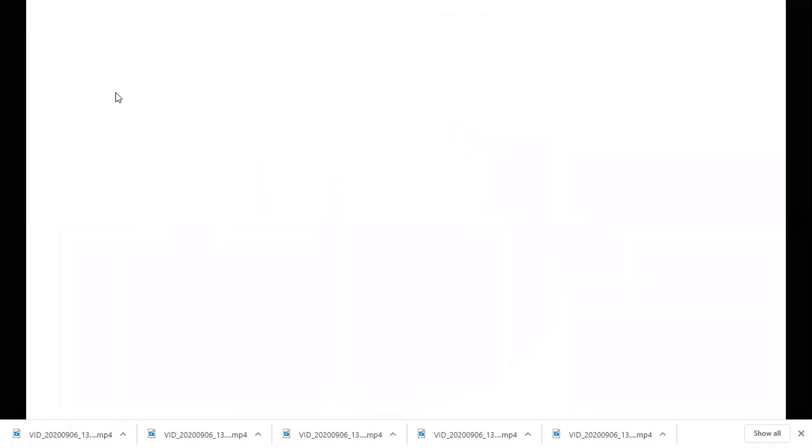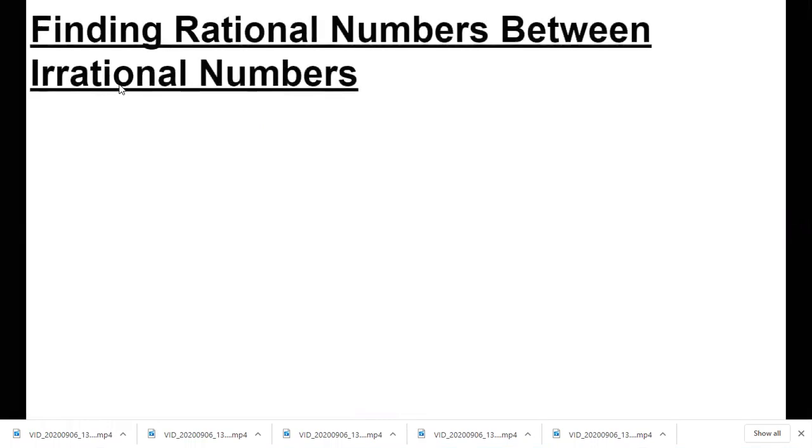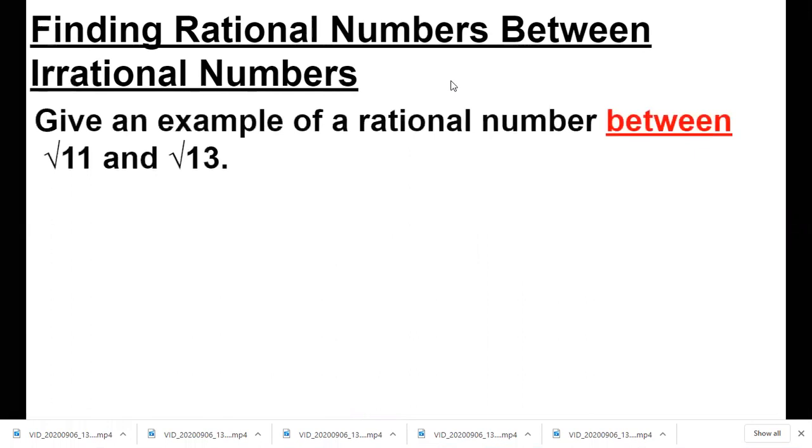How did you do? I hope you did well. I'm sure you did. Let's move on a little bit here. Finding rational numbers between irrational numbers. What on earth does that mean? Well, let's take a look. Give an example of a rational number between square root of 11 and square root of 13.